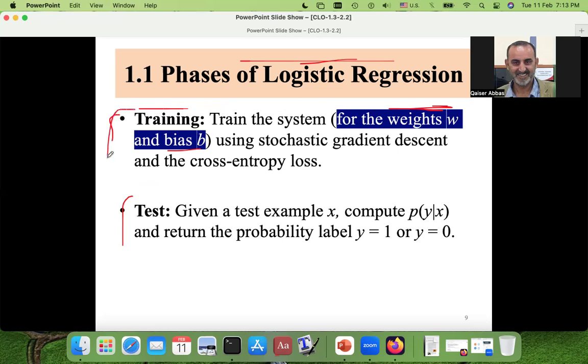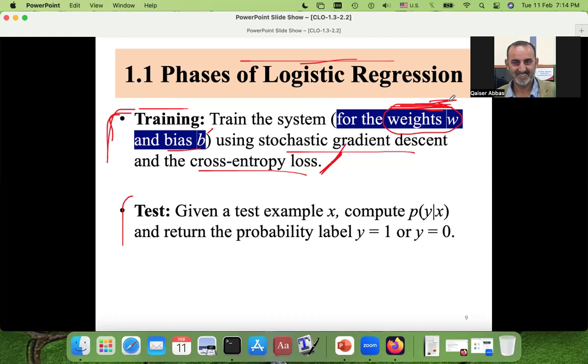In the training phase, we will use the stochastic gradient descent algorithm, and we will use the objective function, which is the cross entropy loss function. We will use both of these to get the optimal values for the weights, and bias would be fixed. Don't think too much about bias. This is a value that you will give, like 0.5 or 1, and you will check on which the model gives more accurate results. But these weights, your model has to learn, and for that, this training phase is there.